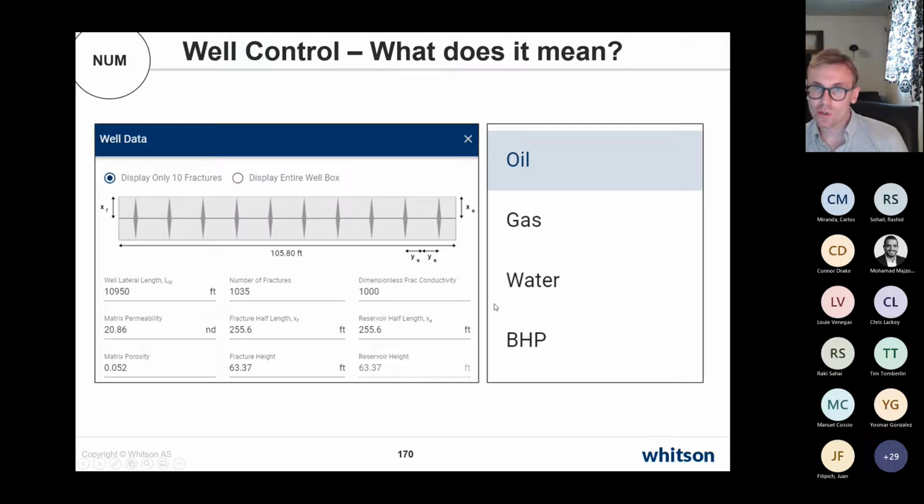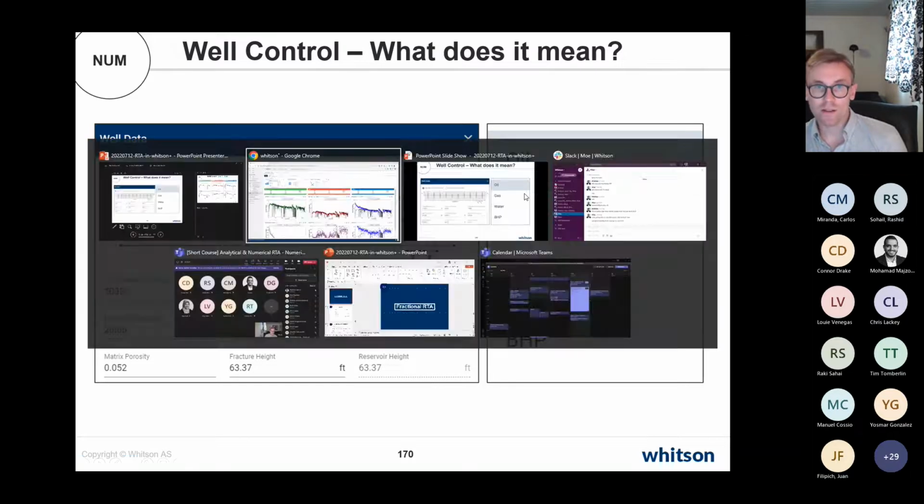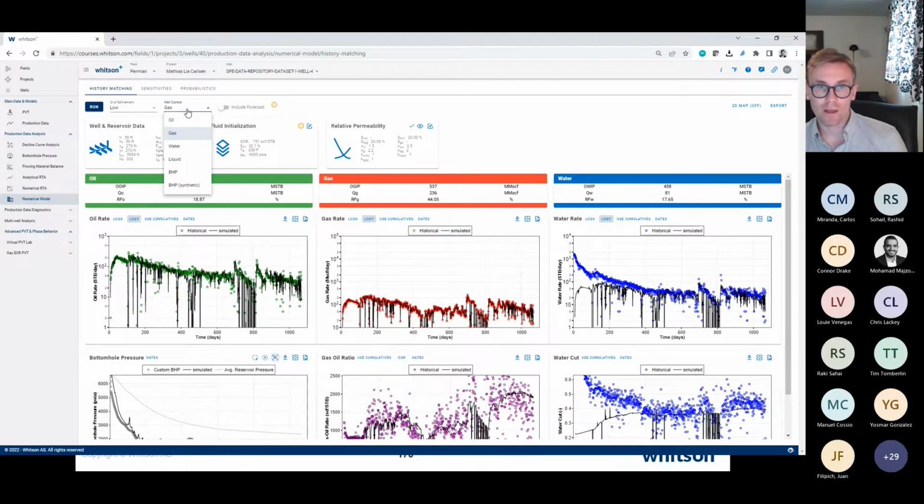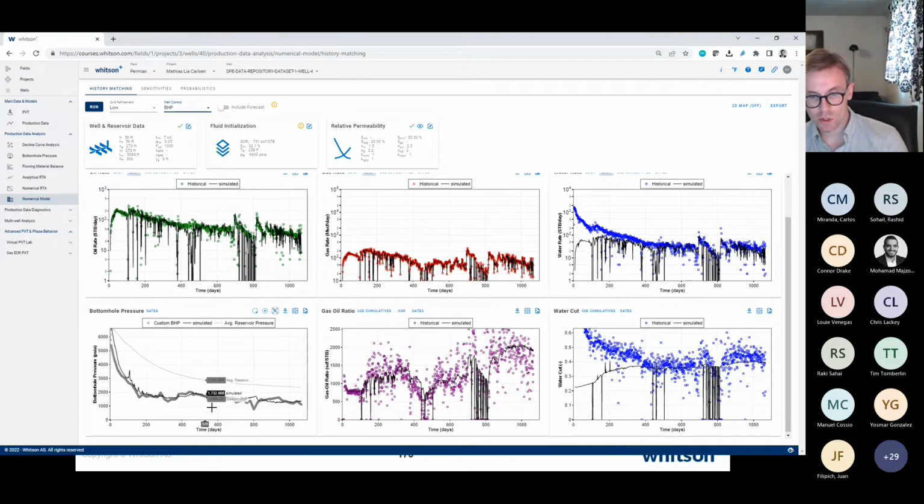The second thing when it comes to numerical models is that you have to choose which of the input parameters or time series data you would like to control your model on. In the software, you can pick typically between oil, gas, water, and bottom hole pressure. The numerical RTA workflow is assuming bottom hole pressures. So if you want to get exactly the same results as in numerical RTA, just pick the bottom hole pressure. Then you will ensure that you'll get exactly the same results as in your numerical model here.